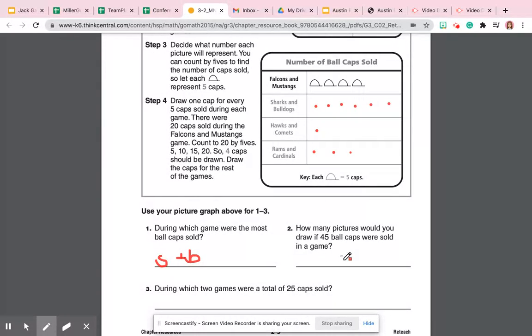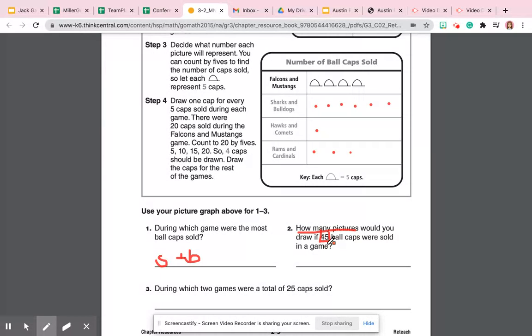Now let's go to question 2. How many pictures would you draw if 45 ball caps were sold in a game? So we know that we're trying to find how many pictures we would draw, and we're trying to get to this magic number 45. So take a minute and think to yourself, I need to get to the number 45. What am I going to do? Well, just like we did up here. For this one, we needed to get to the number 30, so we counted by fives and drew dots until we got to 30. Let's do that same thing for 45.